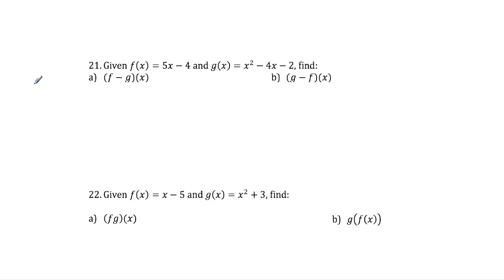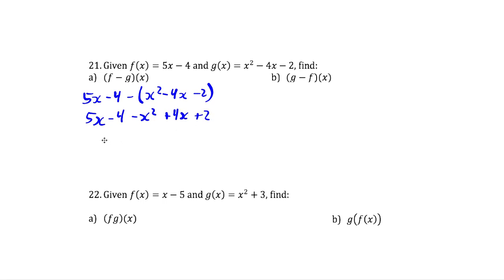We have also these combinations and compositions of functions. So here, f minus g of x, this is really just the same as f of x minus g of x. Remember this notation. This does not mean multiplication. So this is 5x minus 4 minus g of x, which is x squared minus 4x minus 2. I put this in parentheses because I'm subtracting the whole thing, which means that negative sign distributes in. So I end up getting negative x squared plus 9x minus 2.